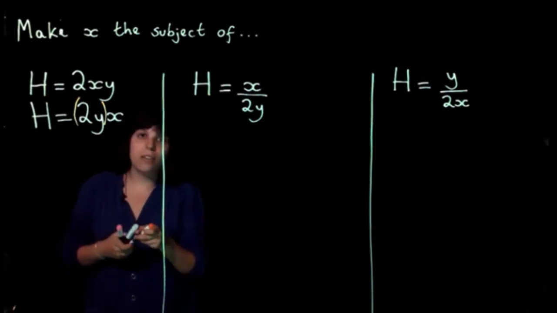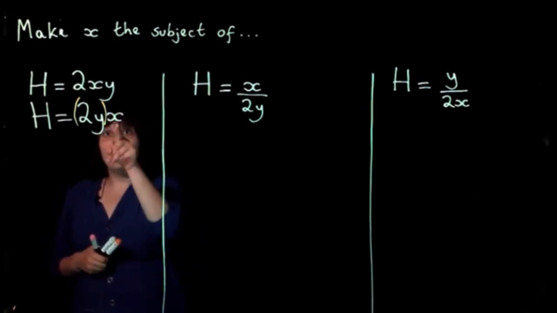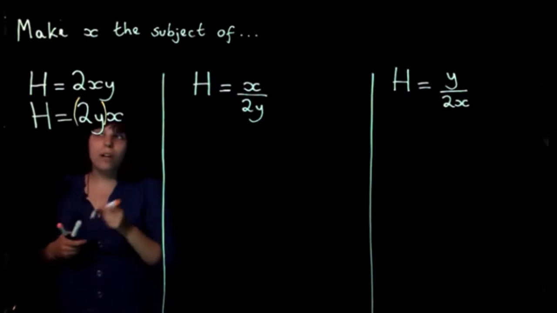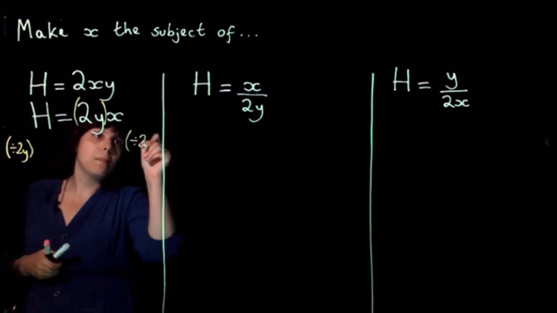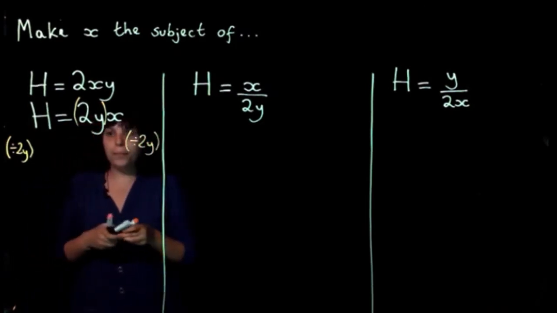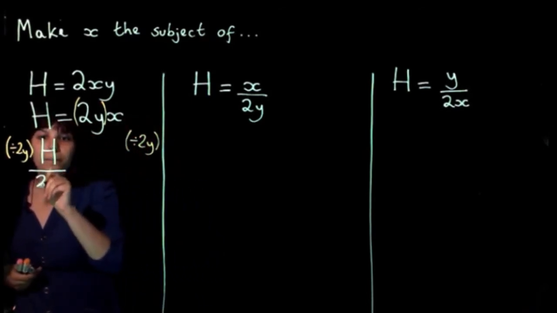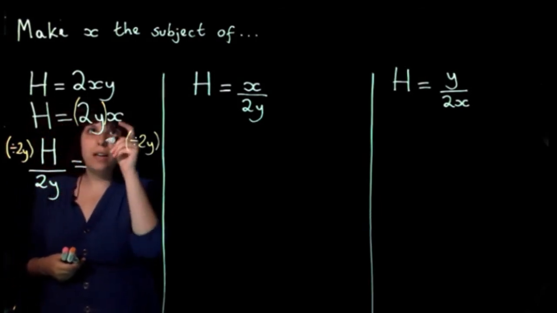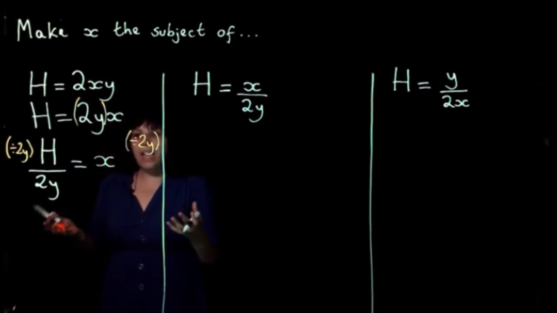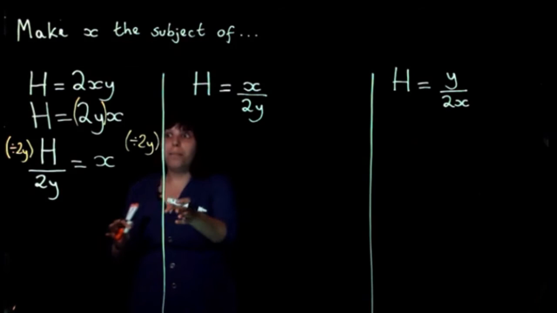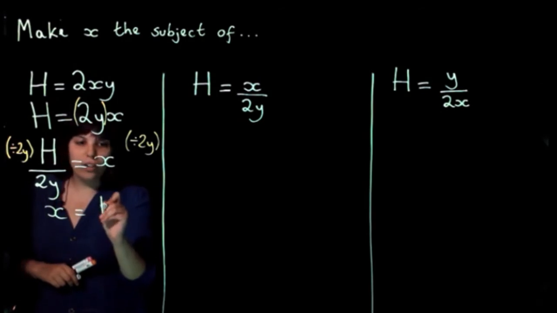Of course, these two are multiplied together at the moment. If I want to get my x on its own, then I'm currently multiplying it by 2y. So all I need to do is divide it by 2y. So I'm going to divide both sides by 2y. So I've got h divided by 2y equals, and then 2yx divided by 2y is just going to be x. And there is my rearranged equation. So I'm going to rewrite that as x equals h over 2y.